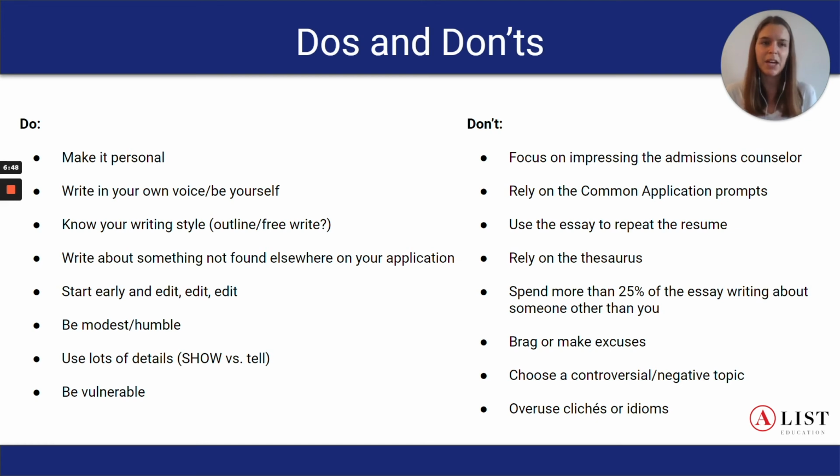I always say don't rely on the Common Application prompts for the reasons I mentioned earlier. You can write about anything that you want. Don't repeat anything that's on the resume already or something that they're going to see in your application otherwise. Don't rely on the thesaurus to sound really fancy. Again, it should sound like a teenager has written this essay, and it should really sound like you. You don't want to spend more than 25% of the essay writing about someone other than you for the reasons I stated before. You don't want to brag or make excuses. Any kind of controversial, negative, or cliche topics are off limits.